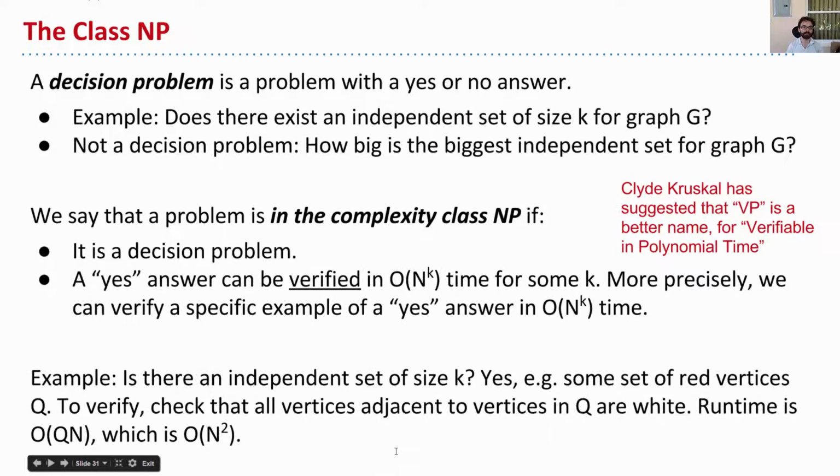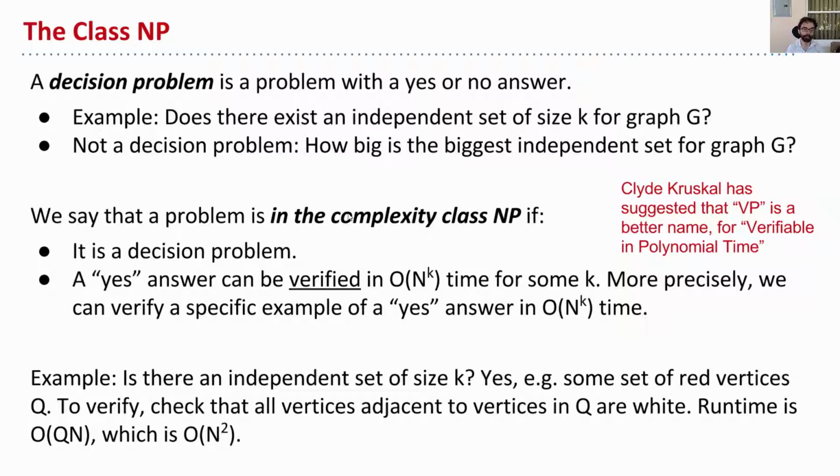Another class is known as NP. NP is, yet again, decision problems, just as before. But now the difference is that instead of the problem being solvable in n to the k time, we just need a yes answer to be verifiable in big O of n to the k time. More precisely, when we solve such a problem in NP, we get back a particular answer, and we want to make sure that we can verify the answer quickly.